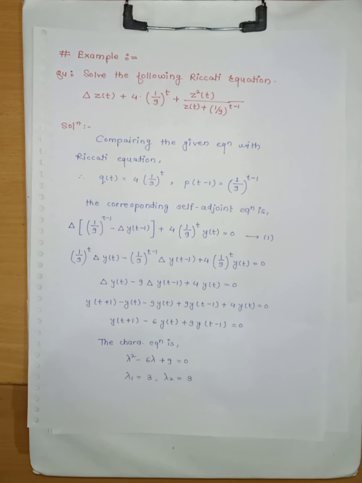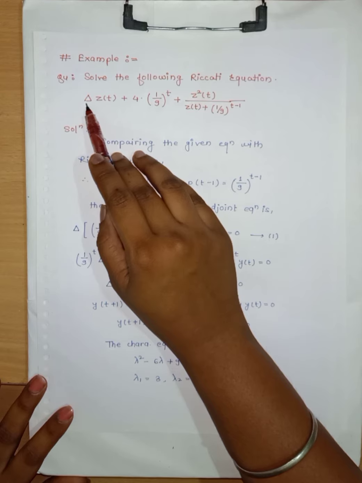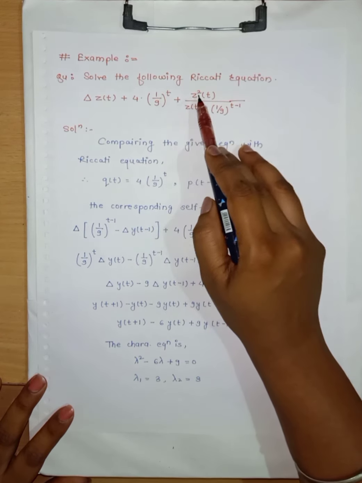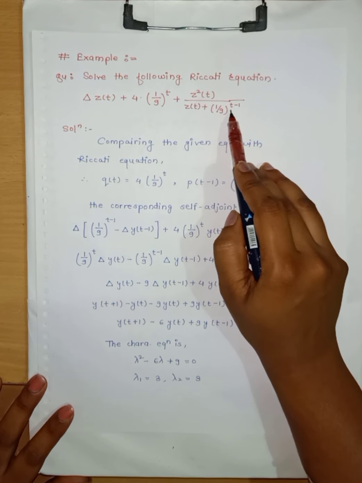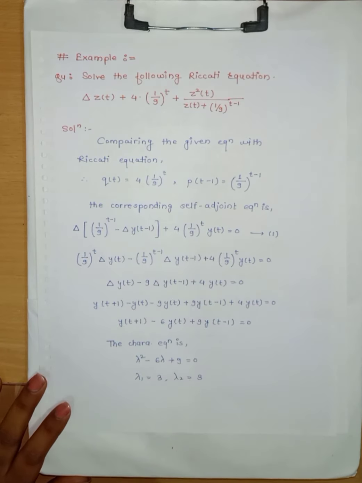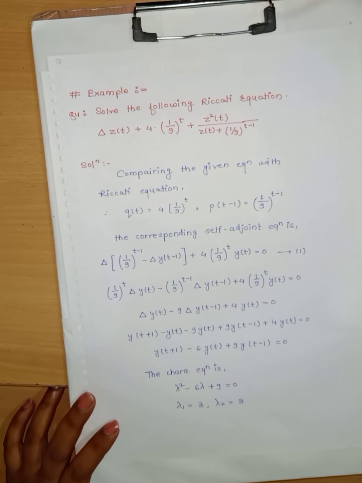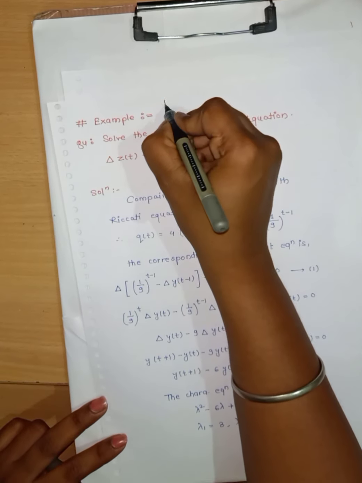Now next is the example over the Riccati equation. The question is, solve the following Riccati equation, that is Δz(t) plus 4 into (1/9)^t plus z²(t) upon z(t) plus (1/9)^(t-1). Now we will compare the given equation with the Riccati equation. What was our Riccati equation? It was, let me write.